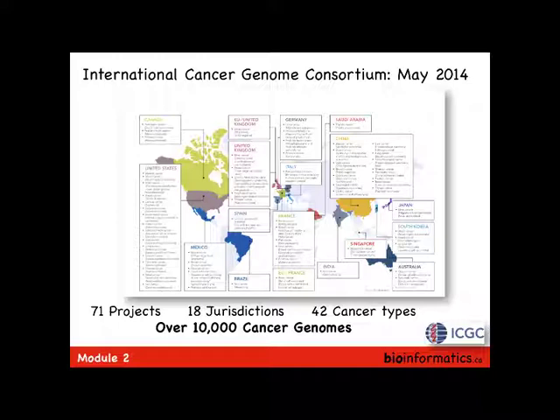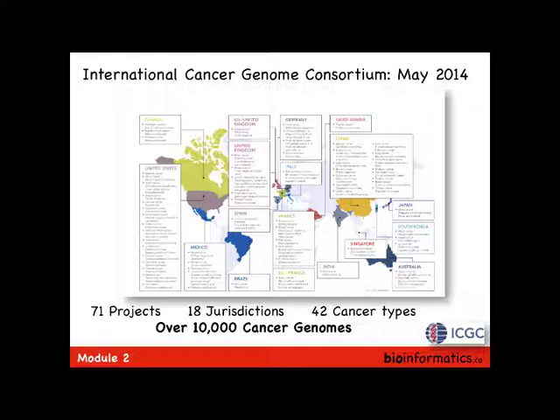So as of May 2014, we have 71 projects. We have about 18 jurisdictions. We call them jurisdictions as opposed to countries because some of them are like the EU, and some of them are France and UK working together and so forth. So we have 18 teams or countries mostly.